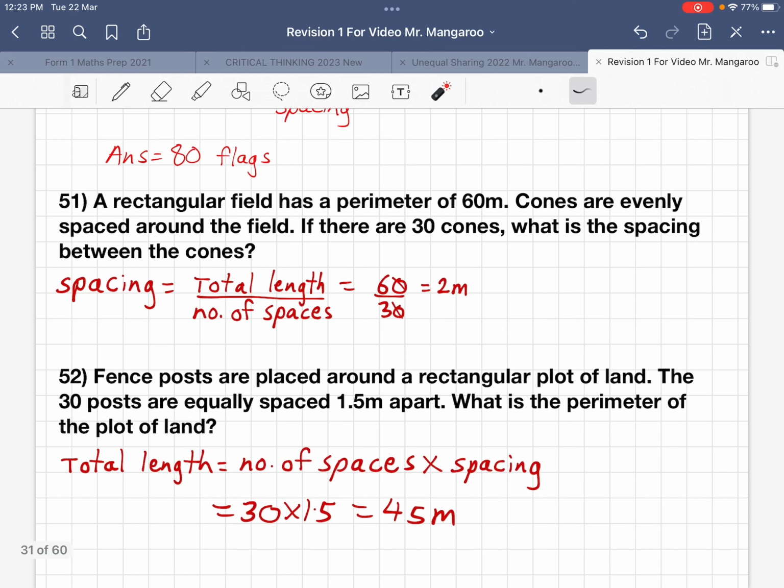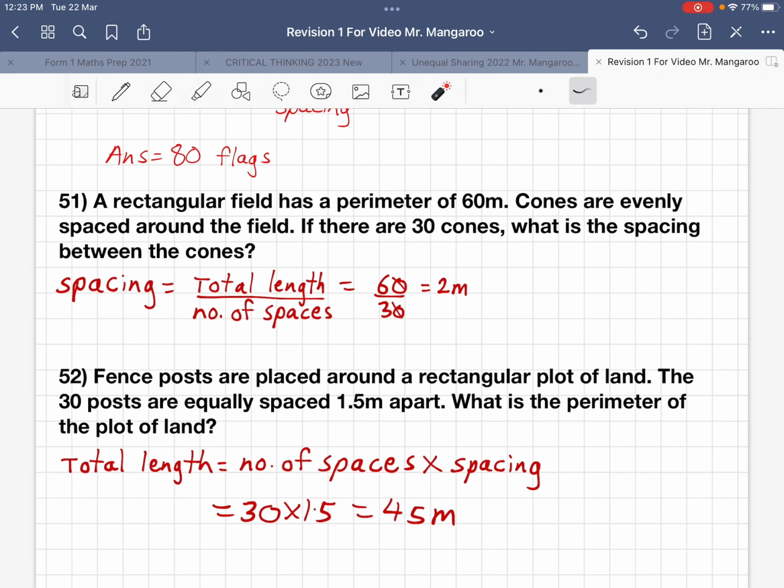51. A rectangular field has a perimeter, so we know the total length. 30 cones. So this is objects in a perimeter. So the objects is equal to the number of spaces, and they want the spacing. So the spacing is total length over number of spaces. They gave us both items, so we divide to get 2 meters.